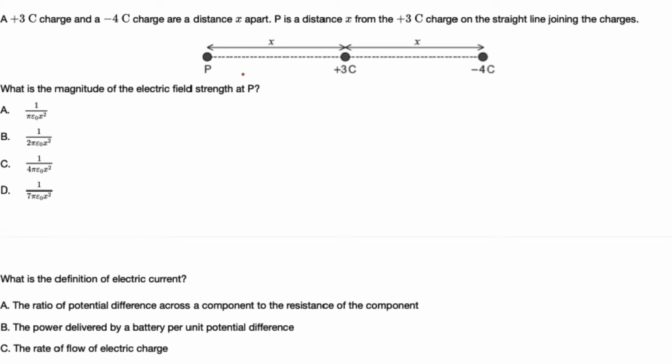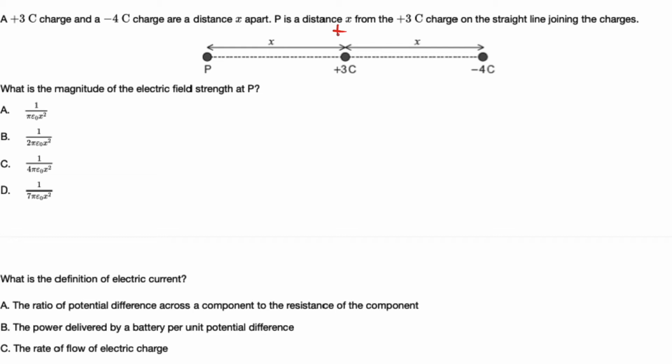A positive 3 coulomb charge and a negative 4 coulomb charge are a distance x apart. P is a distance x from the 3 coulomb charge on the straight line joining the charges. What is the magnitude of the electric field strength at P? So here's P. So there's gonna be two electric fields, one due to the positive 3 coulomb charge, another one due to the negative 4 coulomb charge.